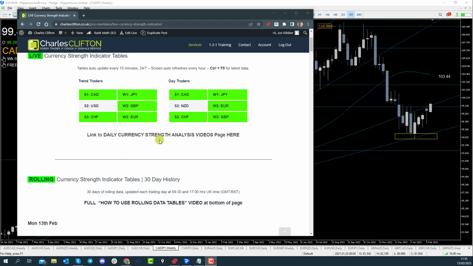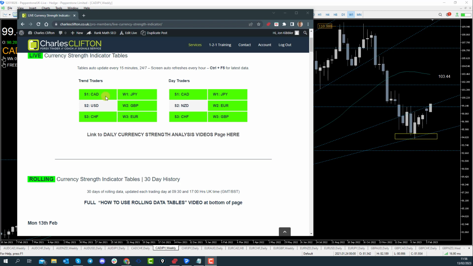Here you can see we have two types of tables in front of us. We have the trend traders table and the day traders table. This is showing us the same studies but just highlighting different time frames. You can see some of the currencies are highlighted in green. That means there is a confluence between those two trading time frames, and that's where we'll be looking to focus our attention in these videos.